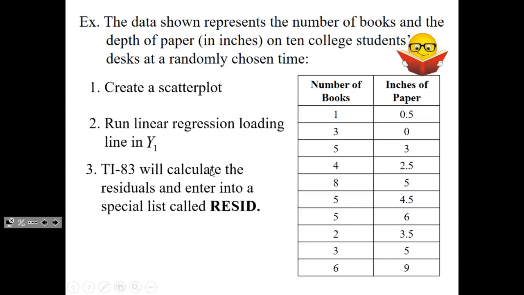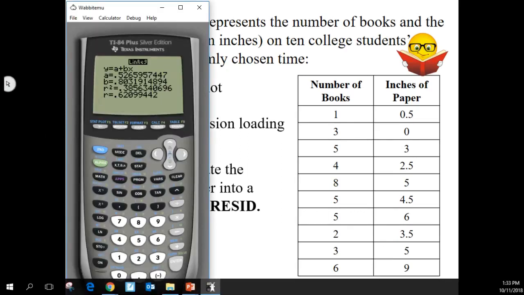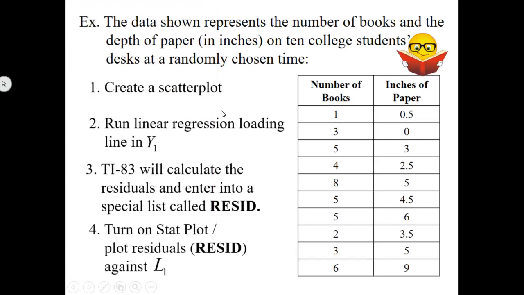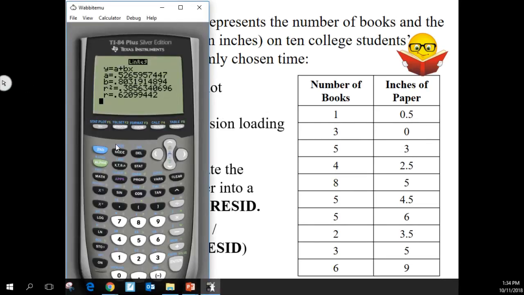When we did that, our calculator calculated all the residuals and saved them in a special list called RESID. Now previously, we've seen lists of L1 and L2. There's a special list inside the calculator where it has just saved information called RESID. Now we want to plot those residuals against X. We want to plot the residuals against L1, or the number of books. So let's go ahead and bring that up. So we get our calculator. This time we go back into our Y equals.